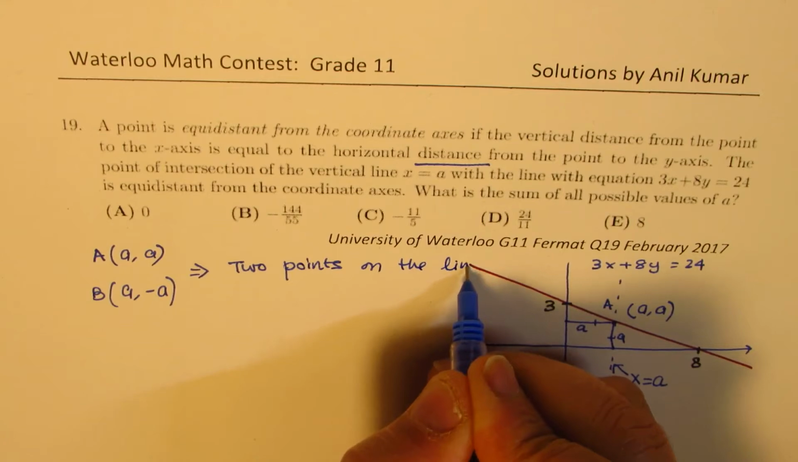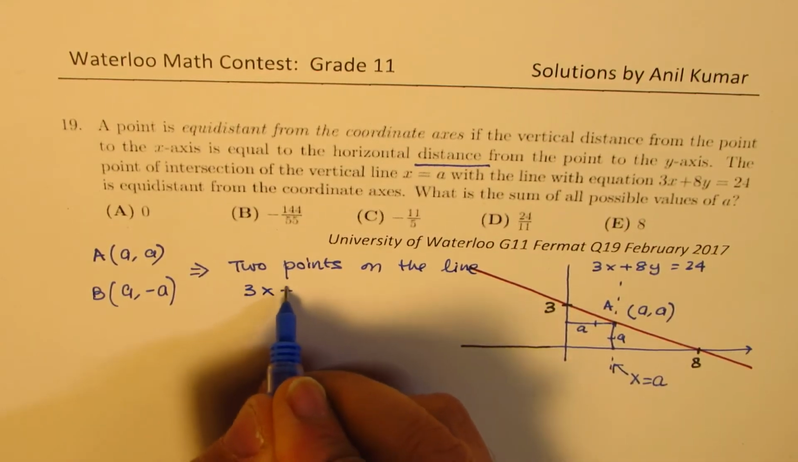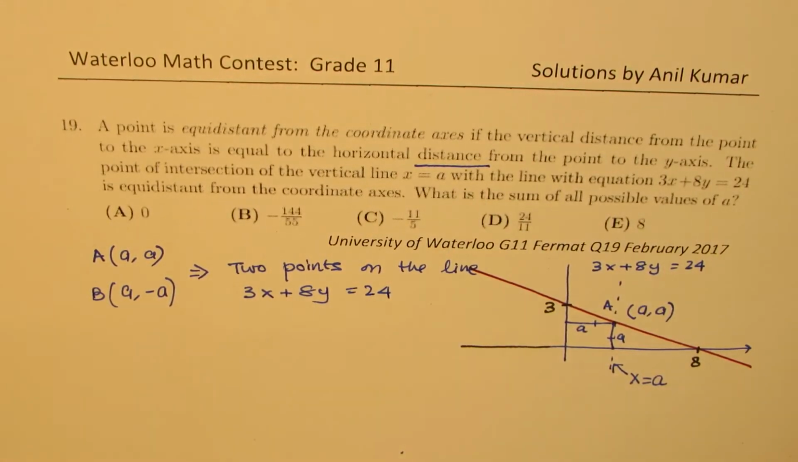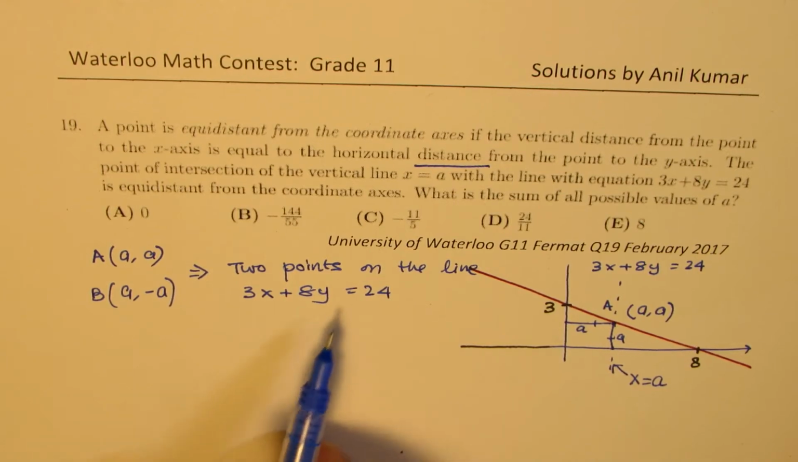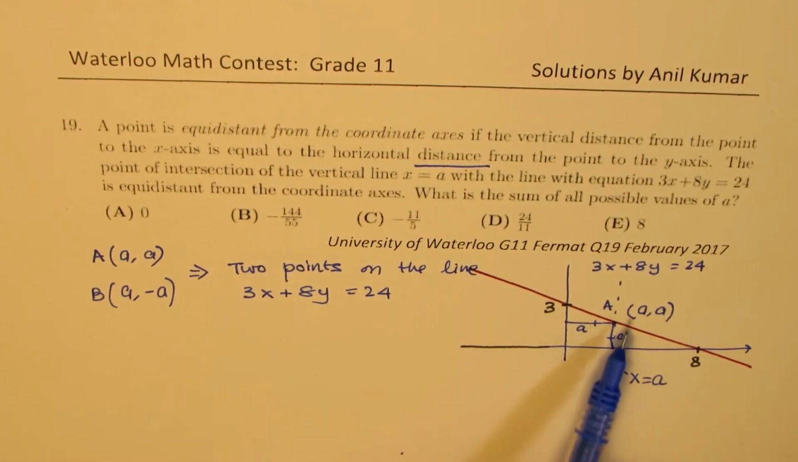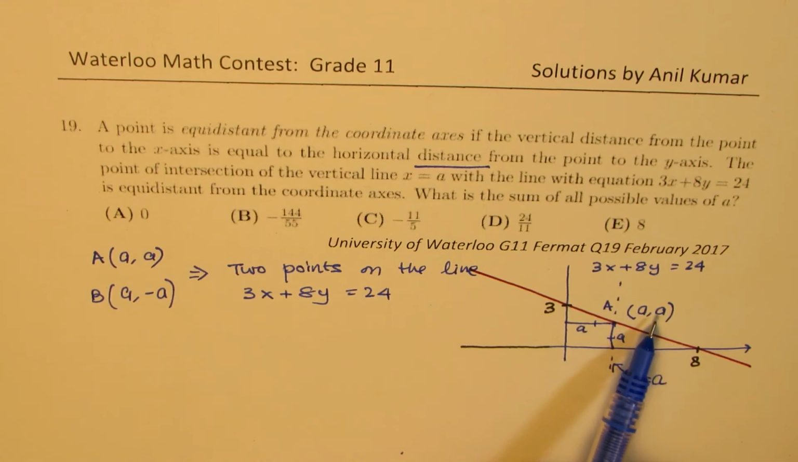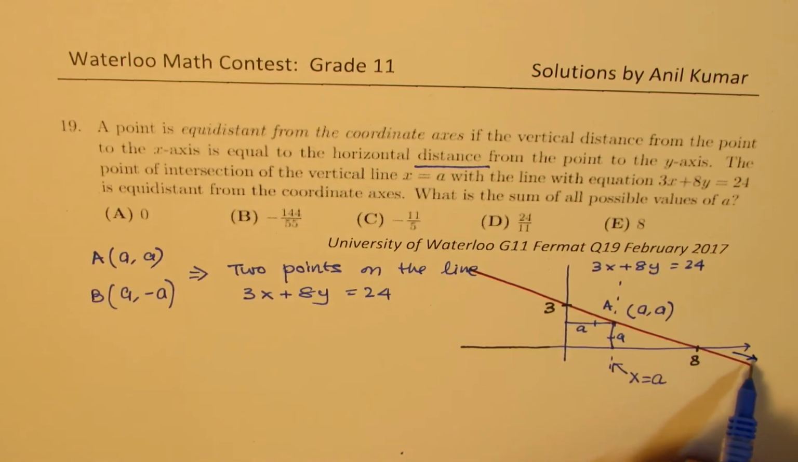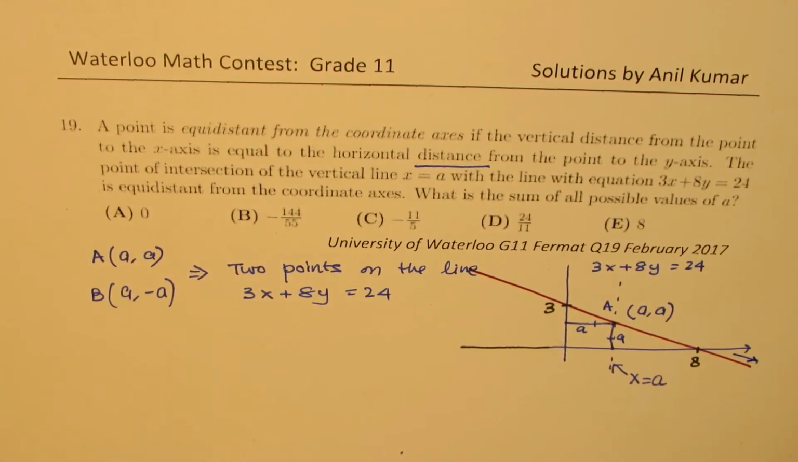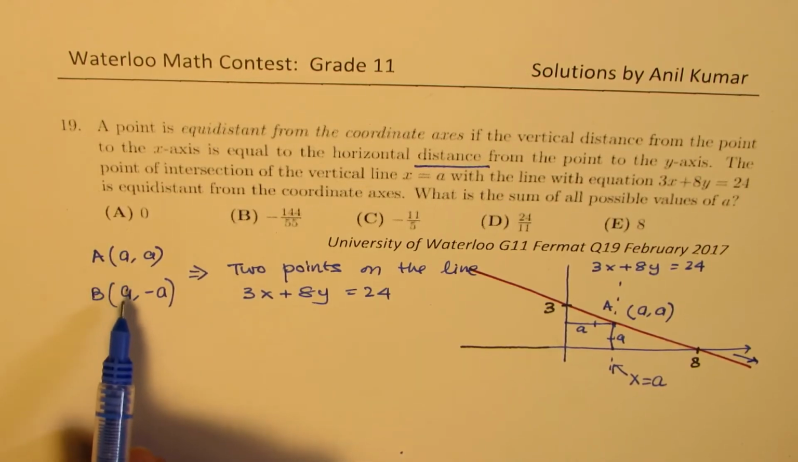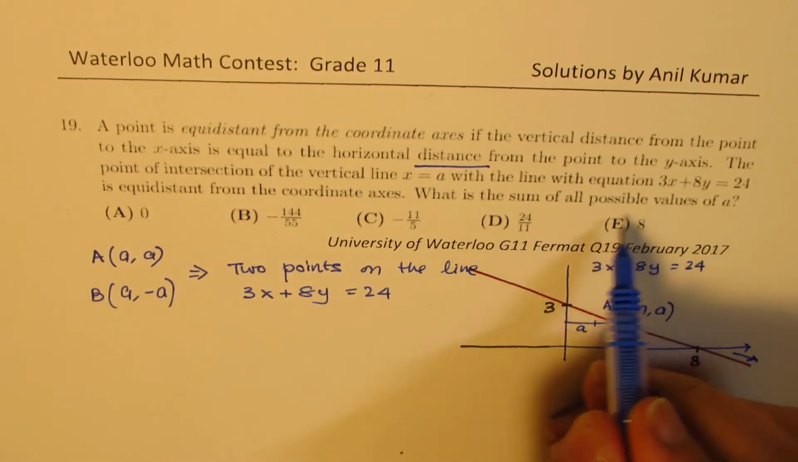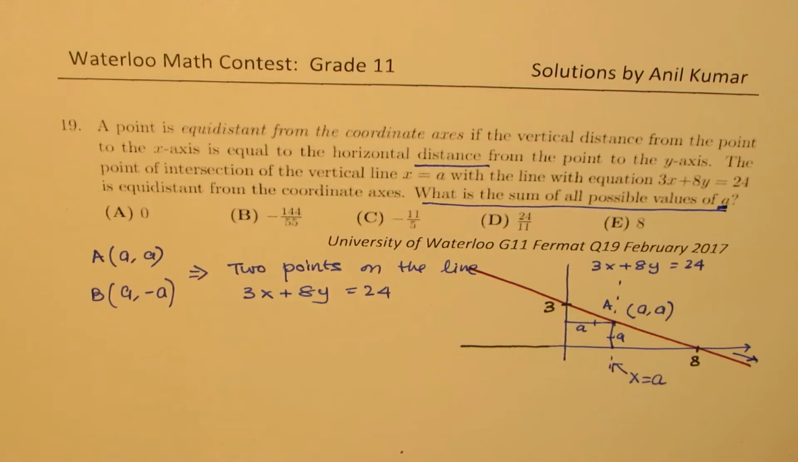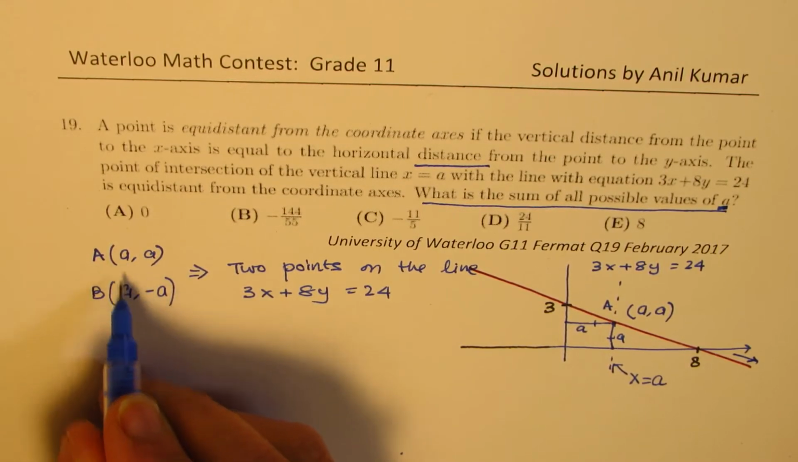On the line 3x plus 8y equals 24, there are 2 points which will satisfy this condition. Is that clear to you? That's kind of important to understand. If you only go through the point AA, you'll actually get a wrong answer. There is another point on this side, which is not shown here, but which is clear from the explanation. So we'll work out with these 2 points and find the sum of all possible values of a, which are these 2 a's.